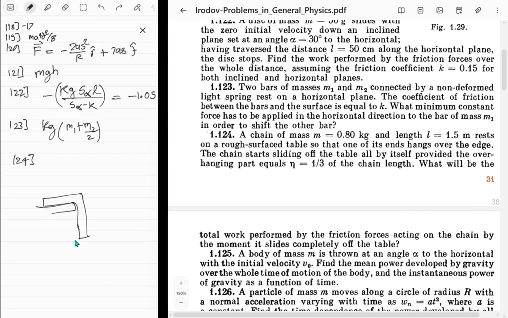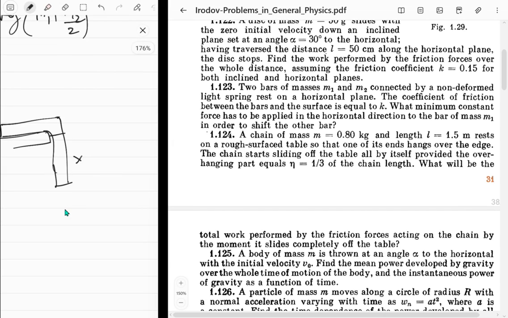Just gravity doing work, that's not important. Just want the work of the friction. So just this friction acting in this direction times the displacement, dx. This thing is 1/3 of that. We just call this thing x, and this will be L minus x.